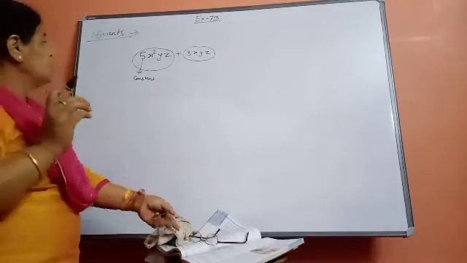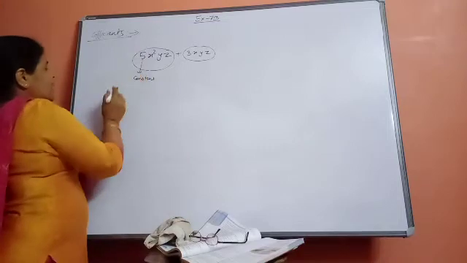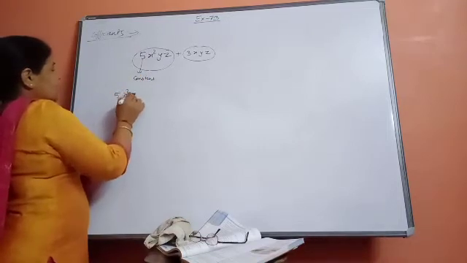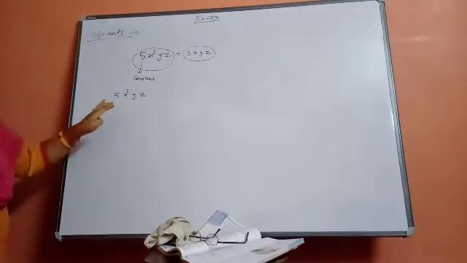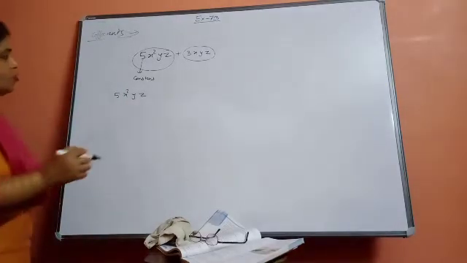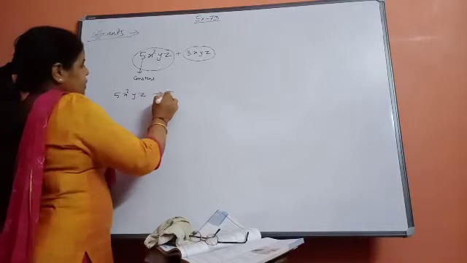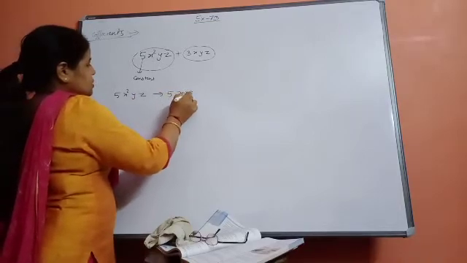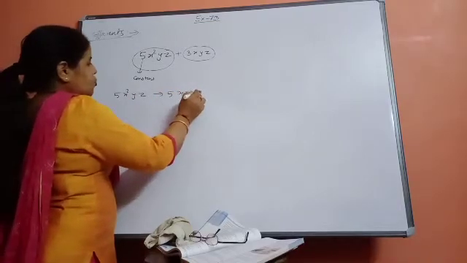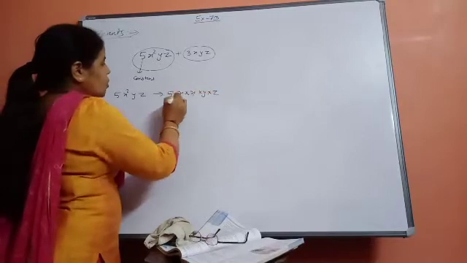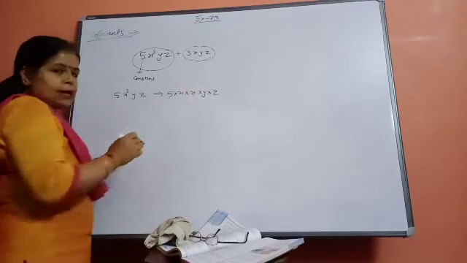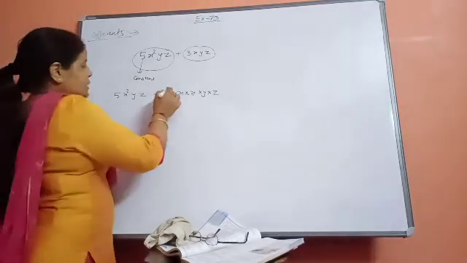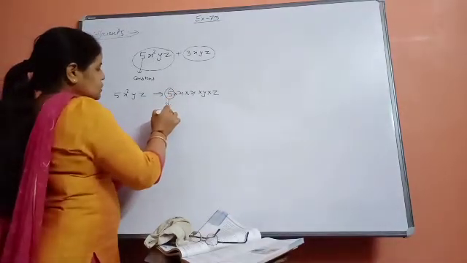Now what we are going to learn: suppose we have 5x square yz. I would like to write this term in terms of the factors. So how can I write it? See, 5 into x into x, 2 times x is there, into y into z. So all these are factors. If I am writing them in a multiplication form, then these are factors. What is this? This is the constant term.